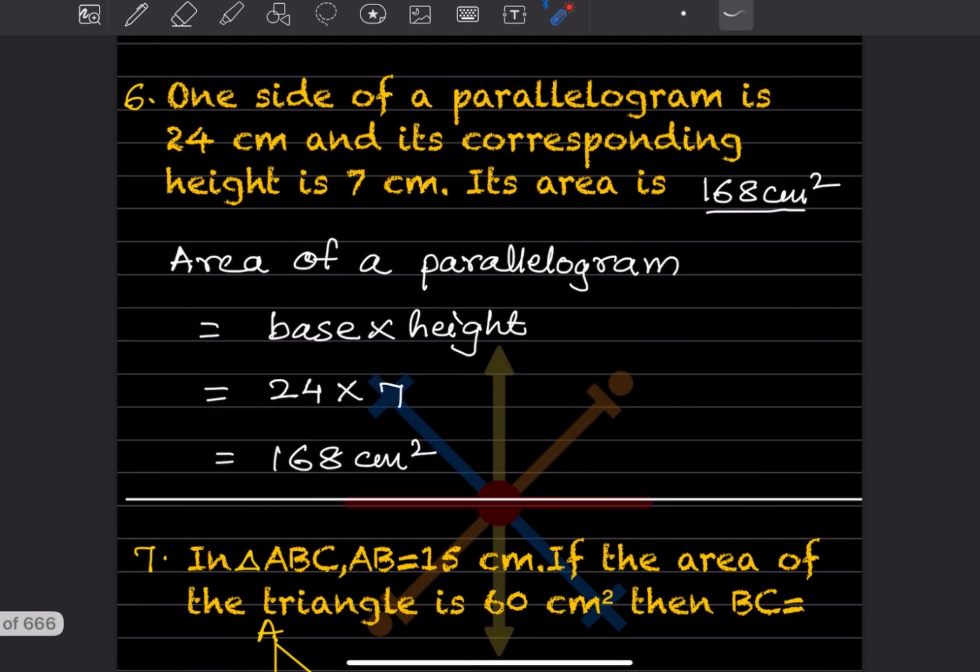Now here one side of a parallelogram is 24 centimeter and its corresponding height is 7 centimeter. So we want the area of it. So the formula for the area of parallelogram, that is the base into height. So the base is given as 24 and the height is 7. So when you multiply this one, we get 168 centimeter square. So you will write this one over here.